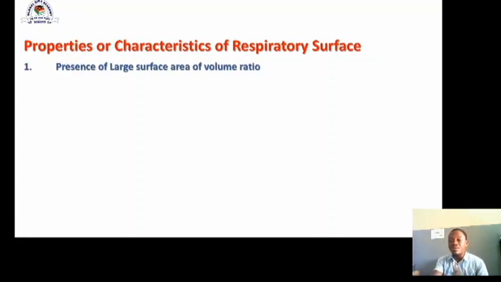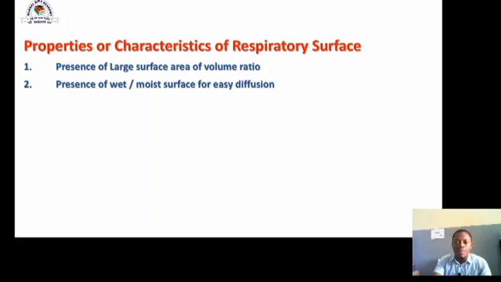Every respiratory surface must have a large surface area to volume ratio. That's what we call the presence of a large surface area to volume ratio. Take note of that. Presence of a wet or moist surface for easy diffusion.